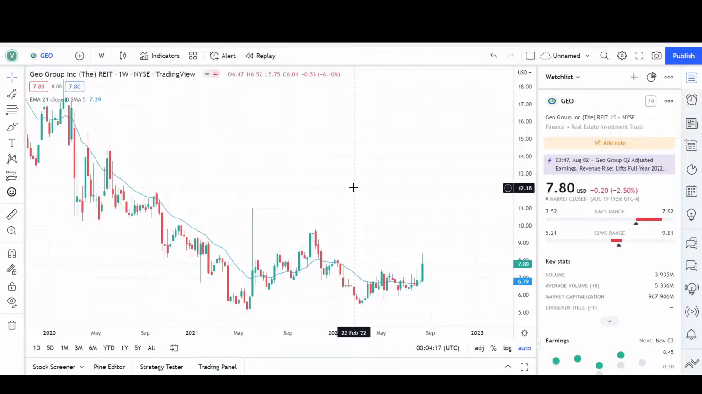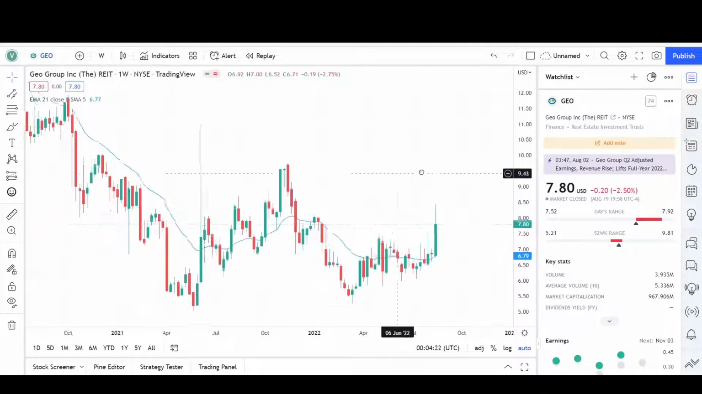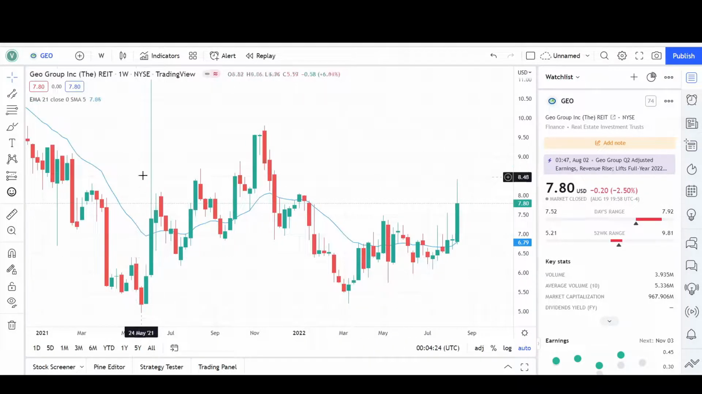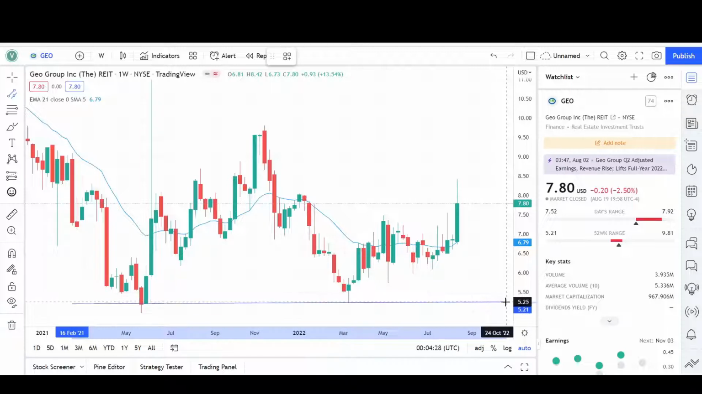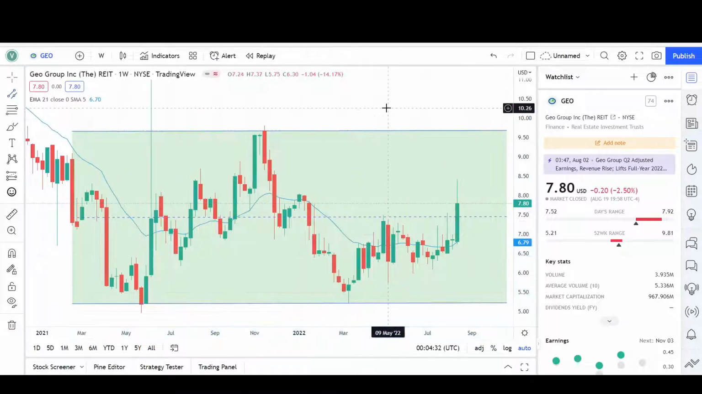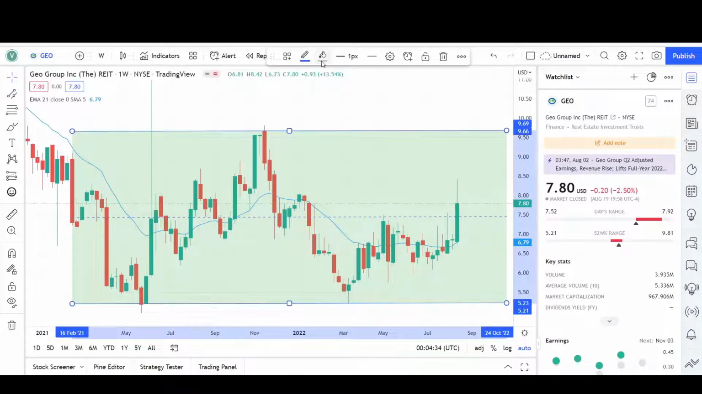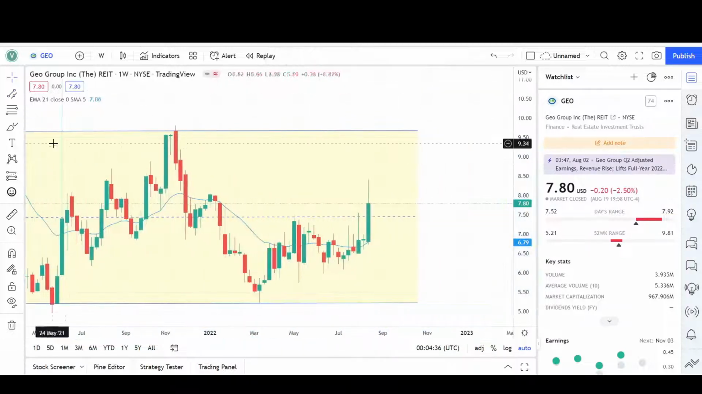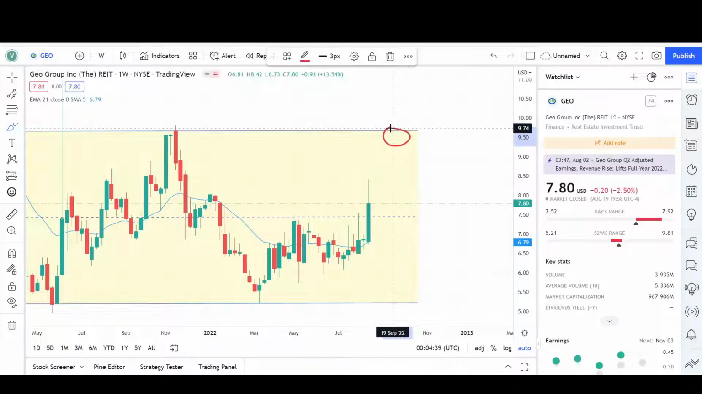And here we have the weekly chart for GEO. Just looking at this chart, it looks okay because it looks like we're kind of just going sideways inside of a range pretty much since February of last year. So if this range was in play, which it probably could be, then we should be going up to the top side at the $9.70 level.